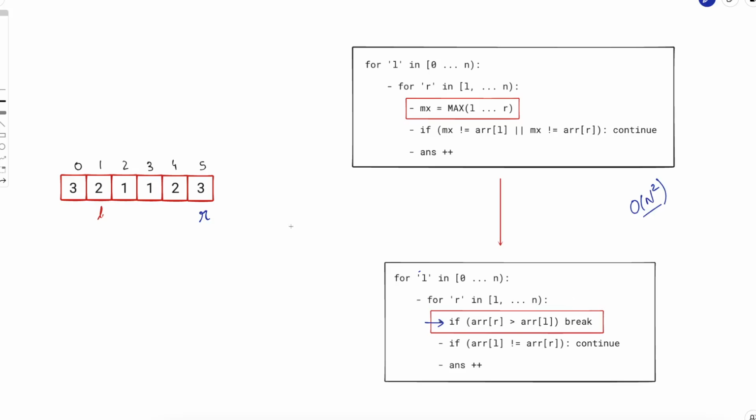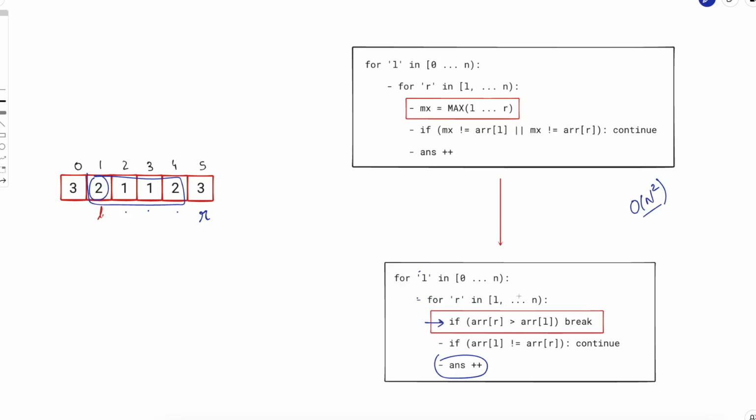Now what we want, let's say you are iterating over this one by one, right? So what exactly were you doing? You were incrementing your answer only when array L is equal to array R. So in other words, what you are looking for is which of these elements is equal to array L. If you can answer this question efficiently, you don't need to iterate over all the R.